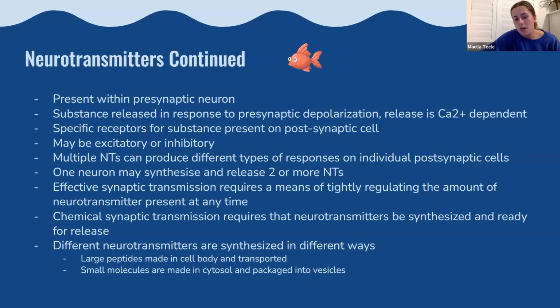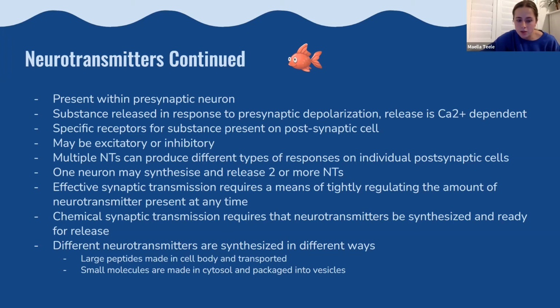So a neurotransmitter might be excitatory or inhibitory. Pretty much the neurotransmitter might make an action happen, or it might make an action stop. So neurotransmitters can produce different types of responses on different cells. A neuron might synthesize and release 3 neurotransmitters for a certain action, or it might release just 1. It really depends on what action is needed. So your body needs to very carefully regulate how many neurotransmitters it releases and how much is present, which is why the glial cells are also important again, for regulating how much neurotransmitter you have swimming around in there.